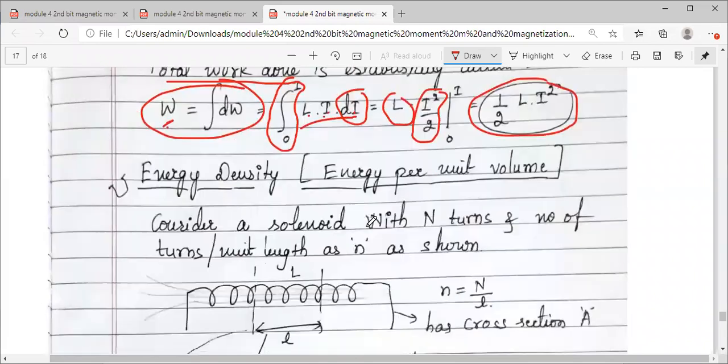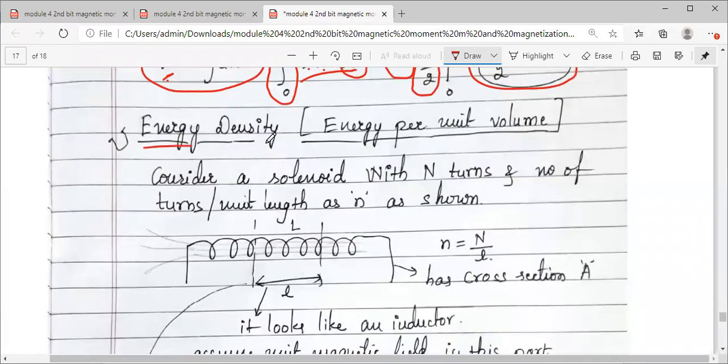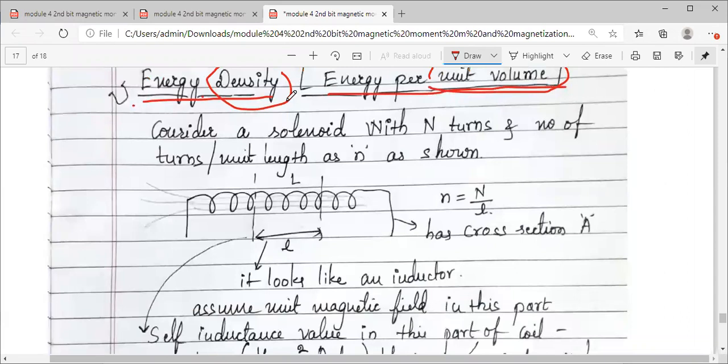Now a small concept is remaining. Energy density. So what is energy density? Density means what? Per unit volume. This you know. Density is mass by volume, right? So energy density means energy per unit volume. So for this also there is an equation. I am taking this energy density as capital U.